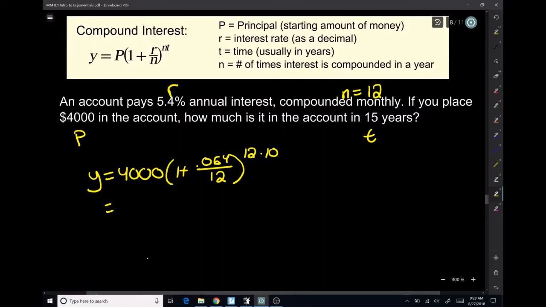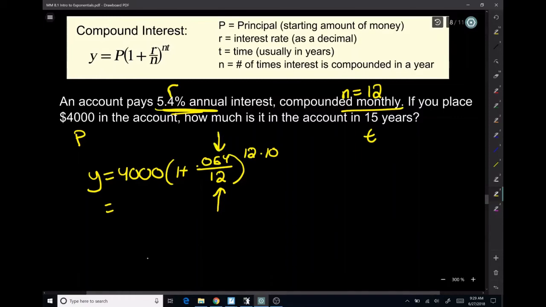Now, when this spits out an answer, a value, it's going to tell me how much total money is in the account in 15 years, not 15 months. People often think because we have this 12 here that we're dealing with months. What's happening is the agreement is we're getting 5.4% annual interest, meaning throughout the course of the year, we're going to get 5.4% interest. But because they're doing it monthly, they're going to split the payment up into 12 payments.